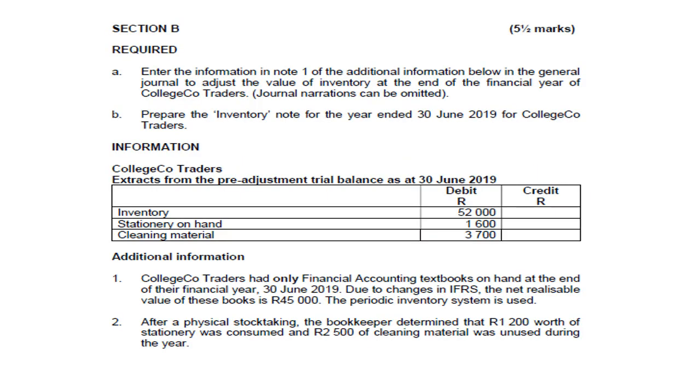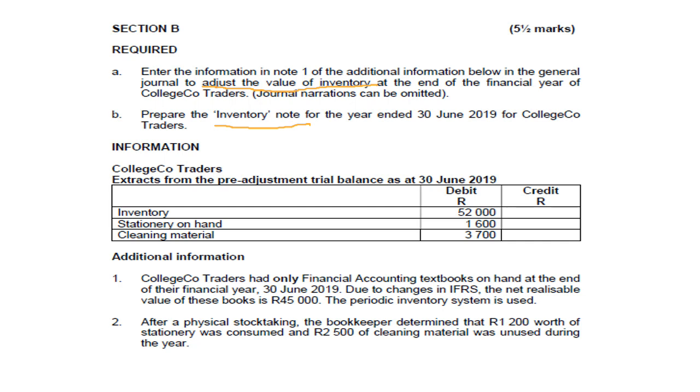So we start off by saying enter the information in note 1 of the additional information below in the general journal to adjust the value of the inventory at the end of the financial year. Then in part B, we need to prepare the inventory note for the year ended 30 June, also for College Code Traders.